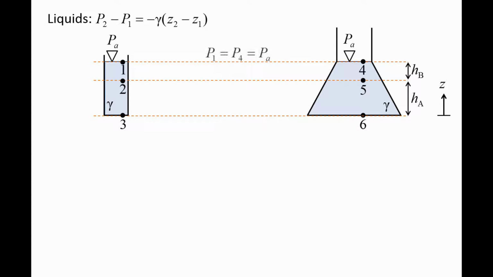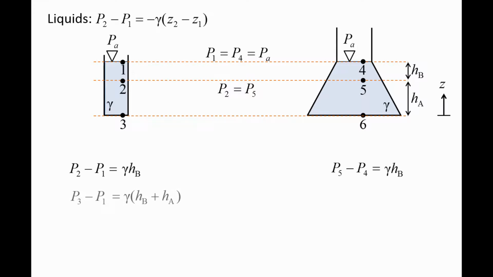The pressure at point 1 and point 4 are equal since they are both exposed to the atmosphere. The difference in pressure between points 1 and 2 is gamma times the vertical distance hb. The same pressure difference exists between points 5 and 4. Since P1 is equal to P4, this means P2 is equal to P5.